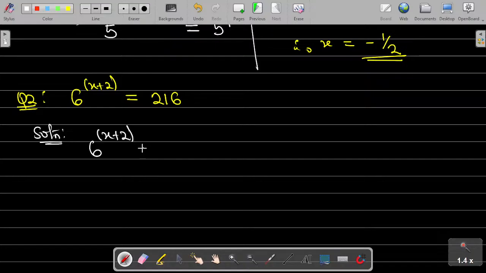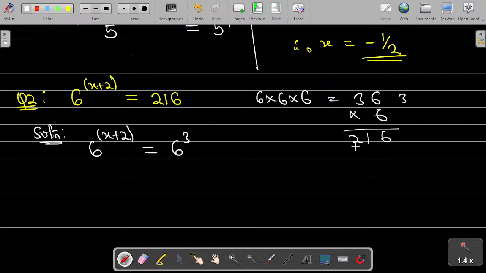Now, is it easy or possible to write 216 in base 6? And the answer is yes. I can actually write it as 6 raised to the power of 3. You can check that. That's 6 times 6 times 6. 6 times 6 is 36. So we have 36 multiplied by 6. This is 36, 6 carried 3. And this is 18. 18 plus 3 is 21. So that means 6 to the power of 3 is equal to 216.